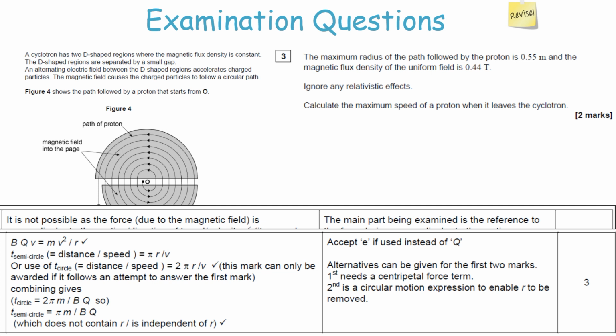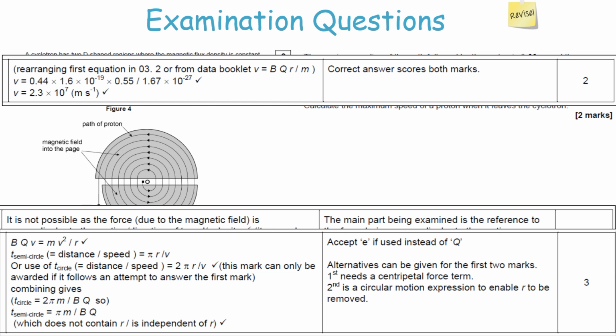So what we can then do is pop that into the equation and get t equals pi m over bq. So as a result, that term of r has cancelled through. It's cancelled because when we substitute the equation for v into pi r over v, the r cancels, and therefore you can say that r is not in the equation. So as a result, that's our proof.